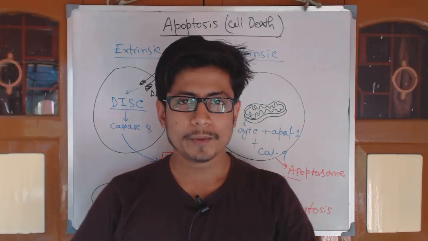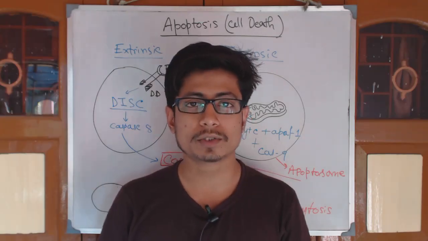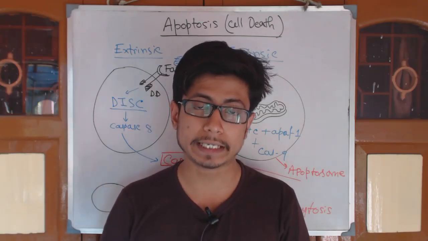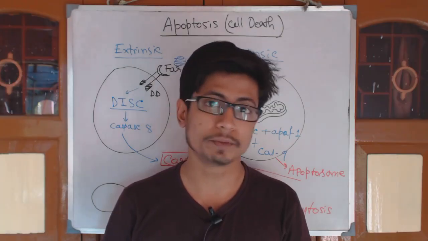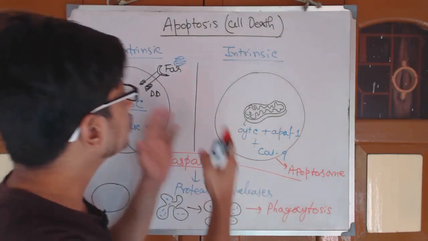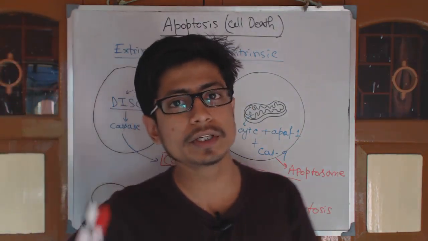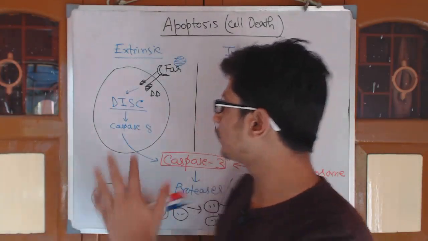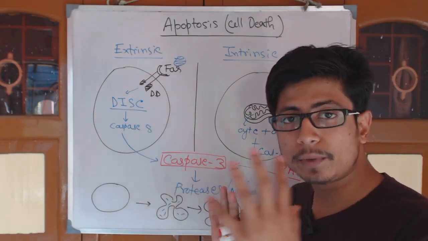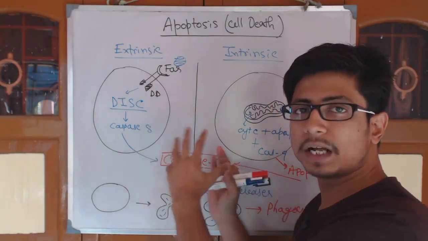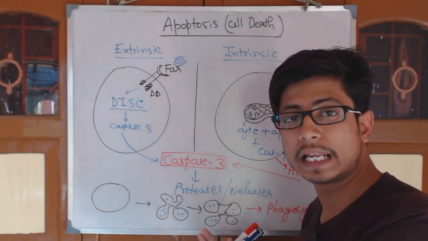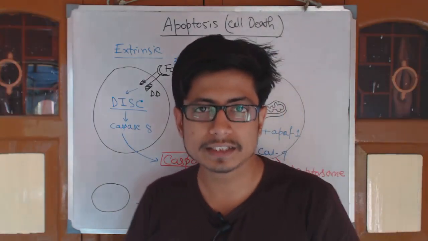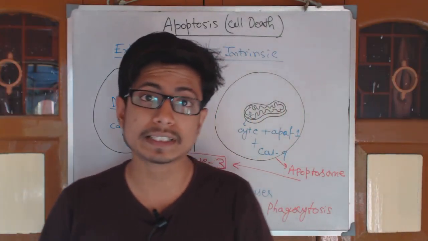Welcome back, friends. In the first video we talked about what apoptosis, or programmed cell death, is and why it is so important. Now we have seen two different pathways of apoptosis, the intrinsic pathway and the extrinsic pathway. We've seen the difference between them, but we also know that both pathways lead to the destruction and killing of the cell. That is the function of programmed cell death.